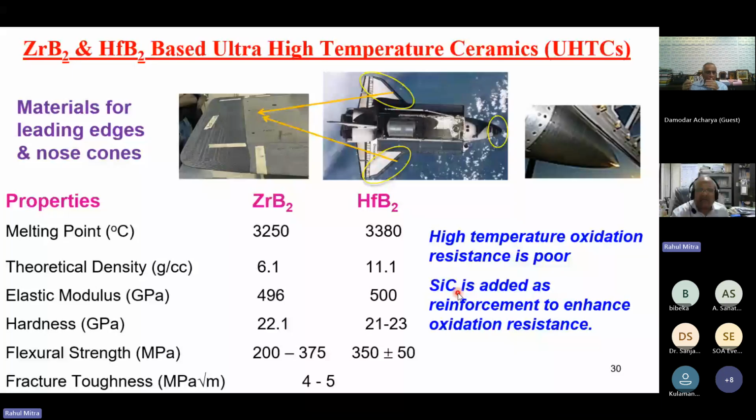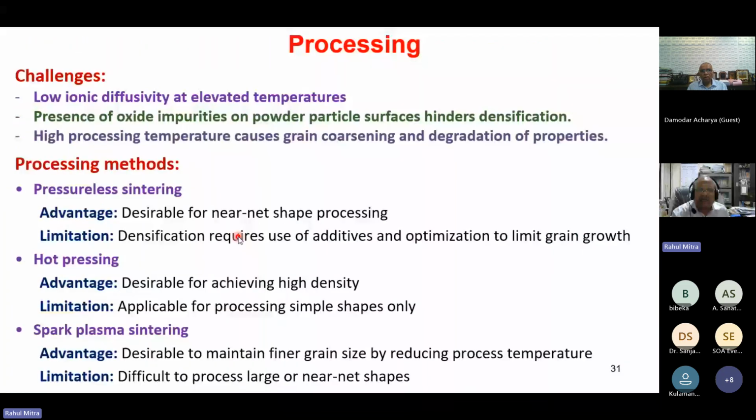So major challenges in making ZrB2-SiC composites are because of the low ionic diffusivity at elevated temperatures, because they have very high covalent nature. And they also have oxide impurities on their surface, because of which there is less atomic scale contact when you try to sinter them at high temperature. And as a result, there is grain growth and degradation of properties. These oxides sometimes form a liquid phase and they result in anomalous grain growth rather than densification.